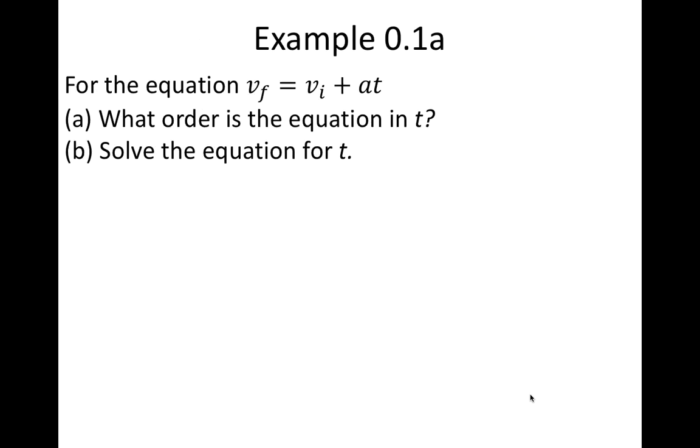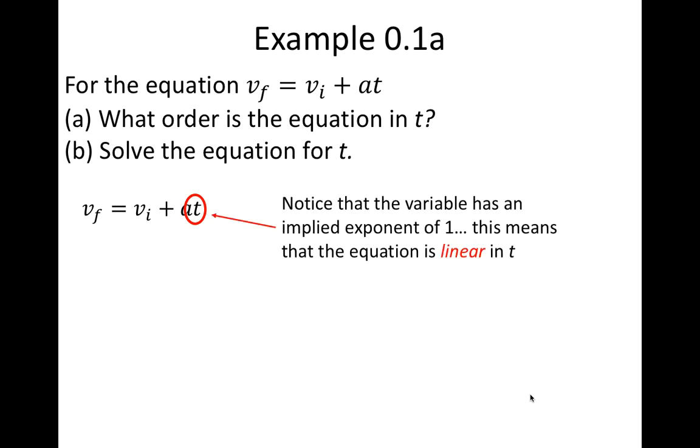The first example we're going to look at is this equation: V sub f equals V sub i plus at. Part A asks, what order is the equation in t? The order of an equation is important because that will determine the graph shape that's associated with that equation. To decide what order an equation is, we're going to look at the exponent of the variable that you're interested in. Notice that t lacks an exponent. The lack of an exponent implies that the exponent is actually 1. An exponent of 1 signals a linear equation.